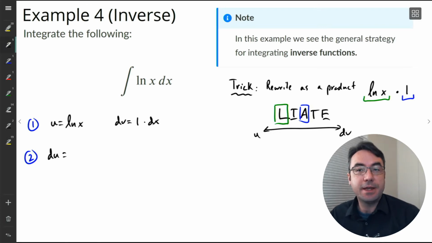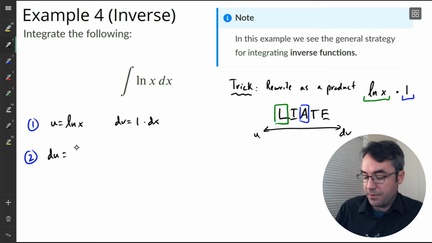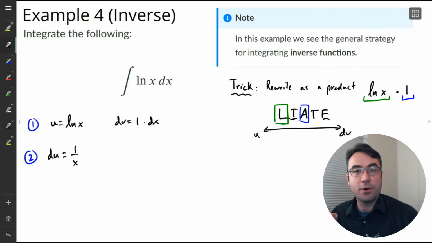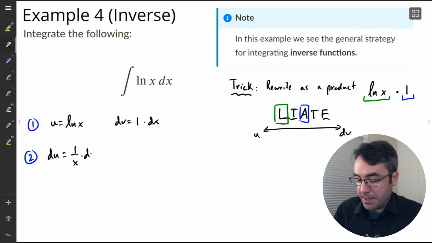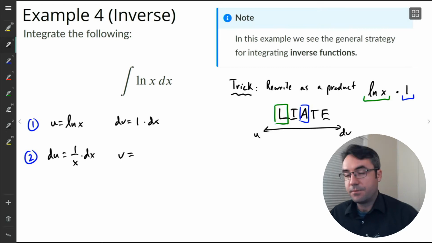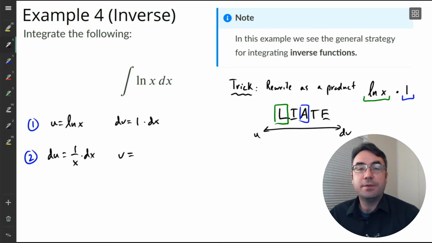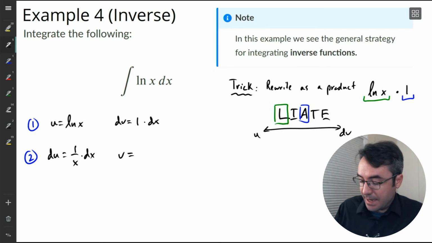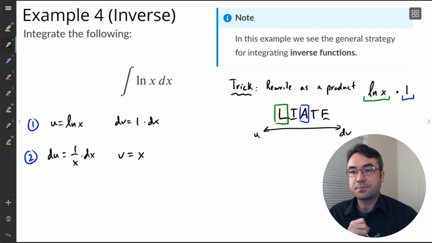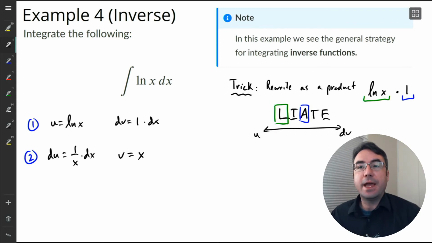So calculating the differential du, we do the derivative of natural log x. It's just 1 over x multiplied by dx. To calculate v, we're going to integrate 1. So the integral of 1 is x, 1 times x. And there we go. We have all our pieces now. So now, step 3, we can use the integration by parts formula.